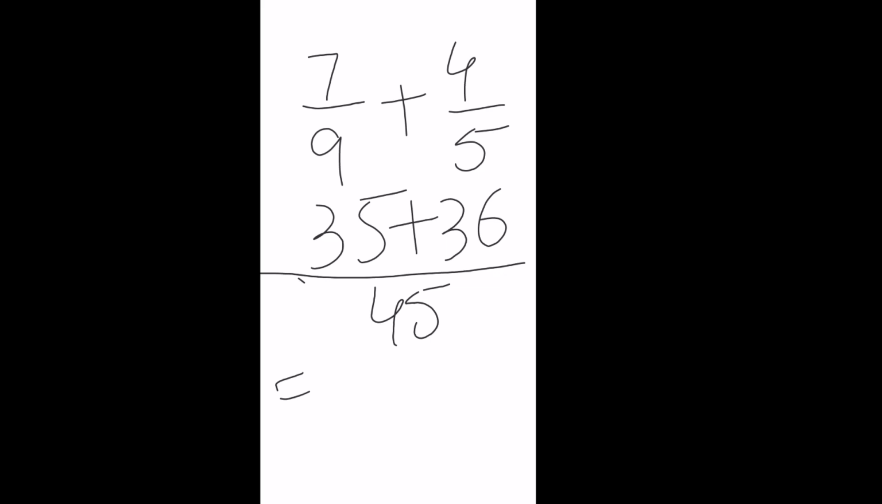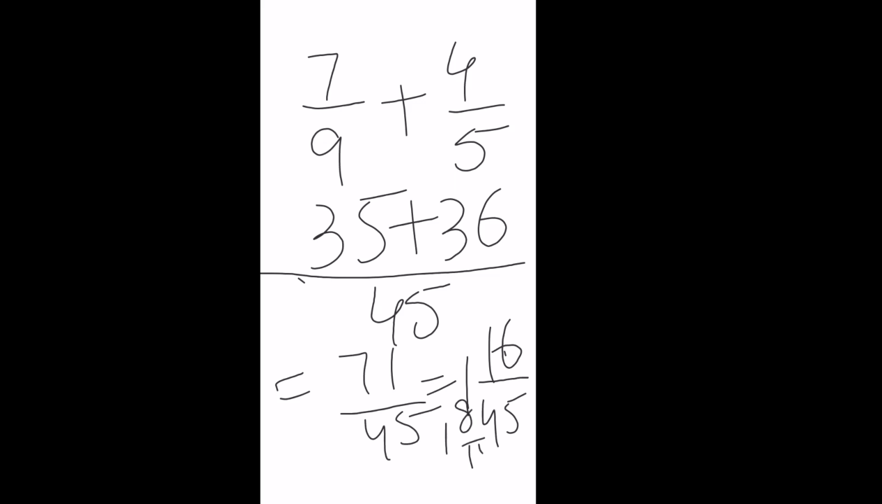you get 71 over 45, and that can be simplified, and you get 1 whole and 26 over 45. I think that can be simplified more. Yes, it can. So it becomes 1 and 8/15. Okay, fine. So that question is understood well.